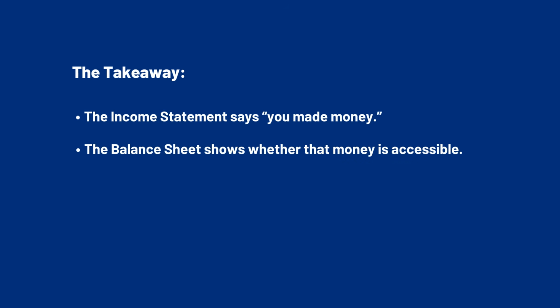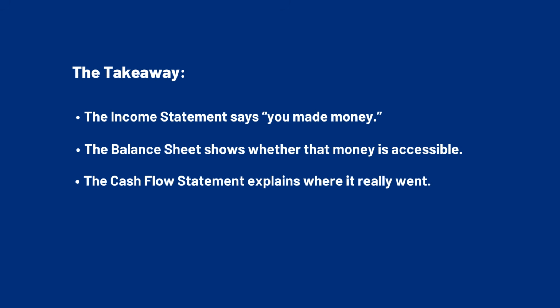So the ultimate takeaway: the income statement says you made money. The balance sheet shows whether the money is accessible, and the cash flow statement explains where the money really went. And one-year results tell you what happened. Two years shows a little bit of a trend, whether it's getting worse or getting better, but monthly really lets you adjust before it's too late. Financial statements are not just a box check for the CRA, the tax filing agency. They are the roadmap for building a stronger, more profitable business.